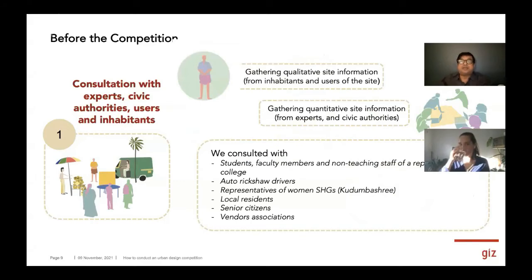The consultation process can take place in forms of workshops, meetings, and focus group discussions to gather qualitative and quantitative data. For the EnteKochi competition, we met students, faculty members, and non-teaching staff of a reputed women's college in the neighborhood. We met people who were auto rickshaw drivers, shopkeepers, local residents, representatives of women's self-help groups, senior citizens, vendor associations. We tried to capture as much diversity as possible.